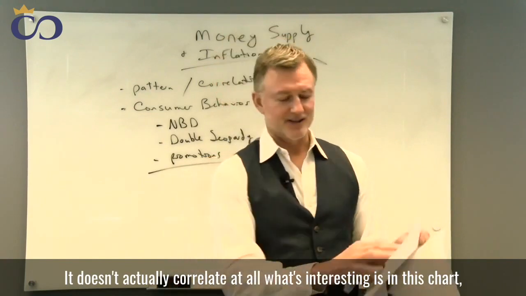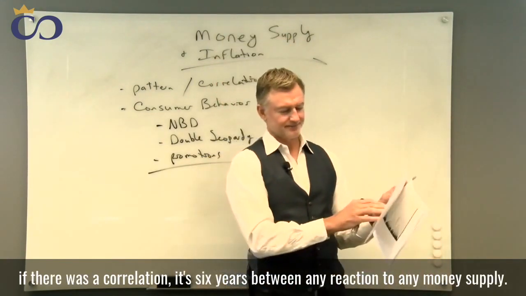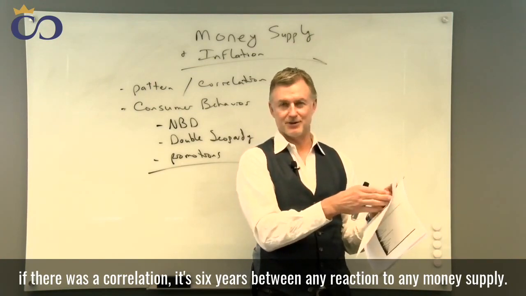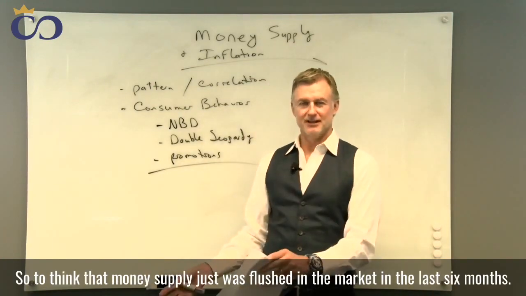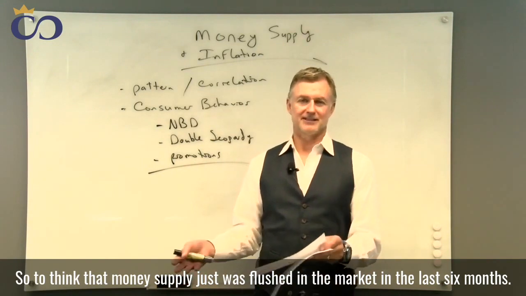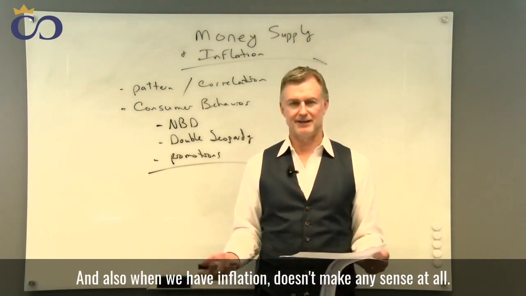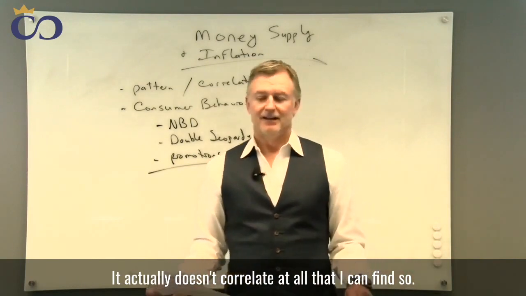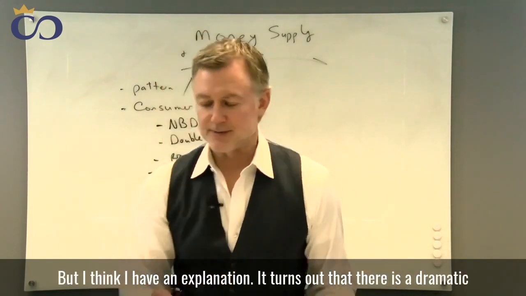What's interesting is in this chart, if there was a correlation, it's 6 years between any reaction to any money supply. So to think that money supply just was flushed into the market in the last 6 months and all of a sudden we have inflation doesn't make any sense at all. It actually doesn't correlate at all that I can find. But I think I have an explanation.